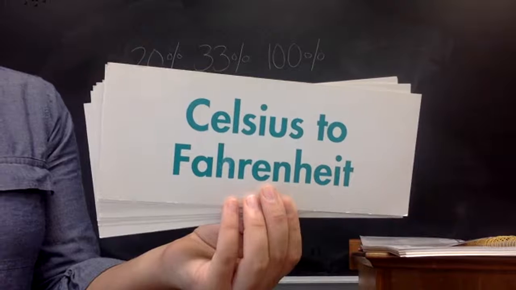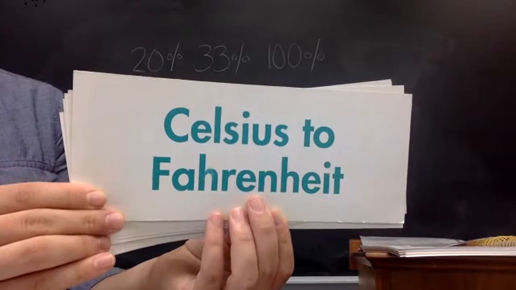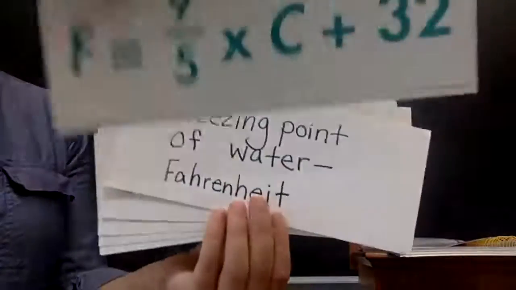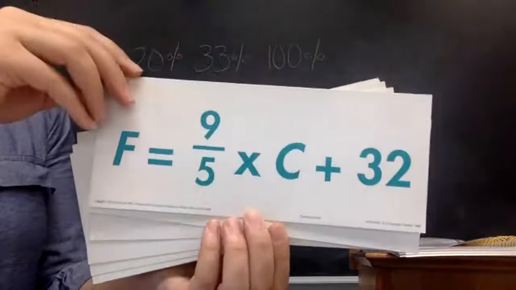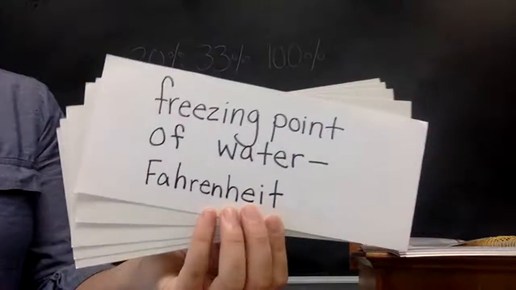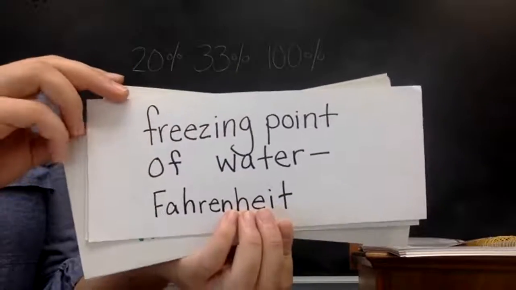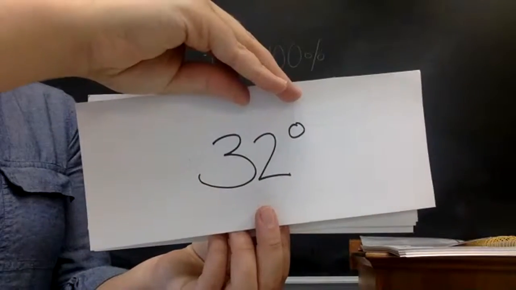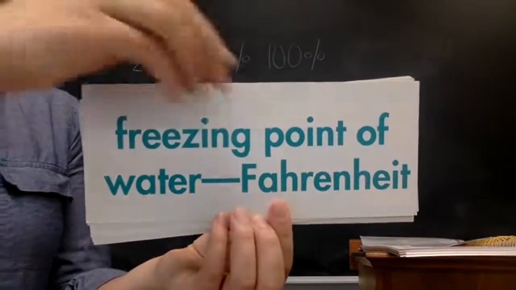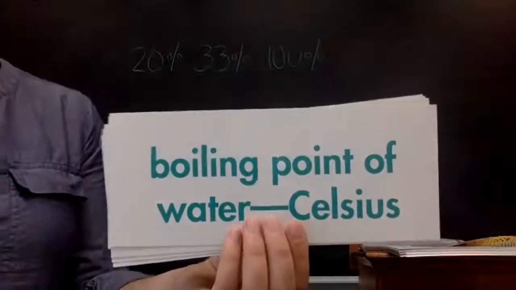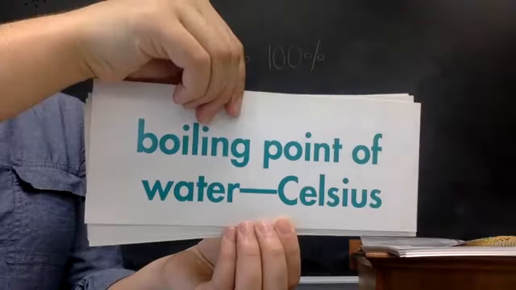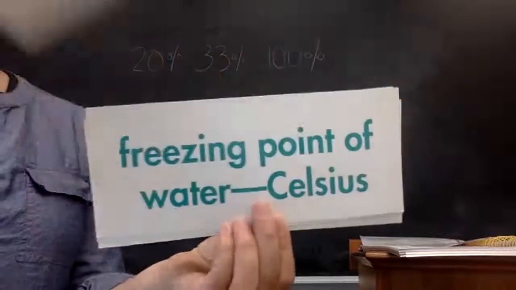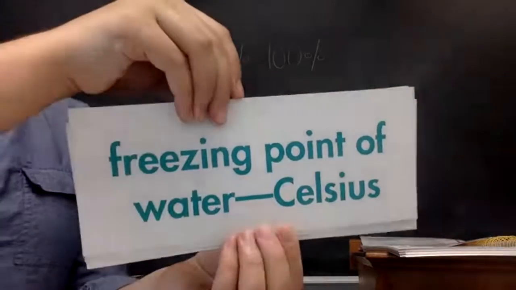Formula for converting from Celsius to Fahrenheit. F equals 9/5 times C plus 32. What is the freezing point of water, Fahrenheit? 32 degrees. What is the boiling point of water, Celsius? 100 degrees. What is the freezing point of water, Celsius?